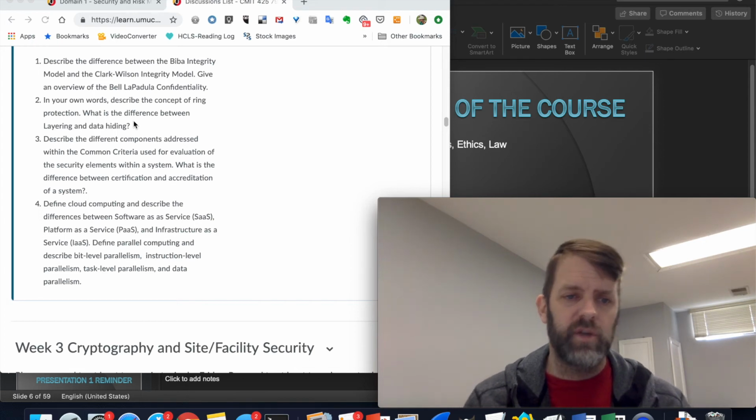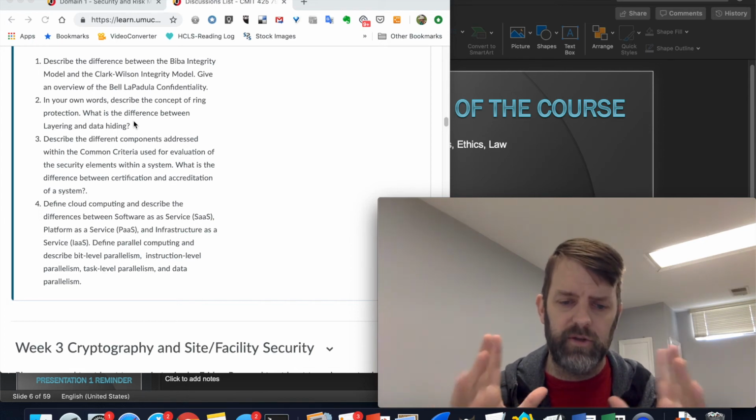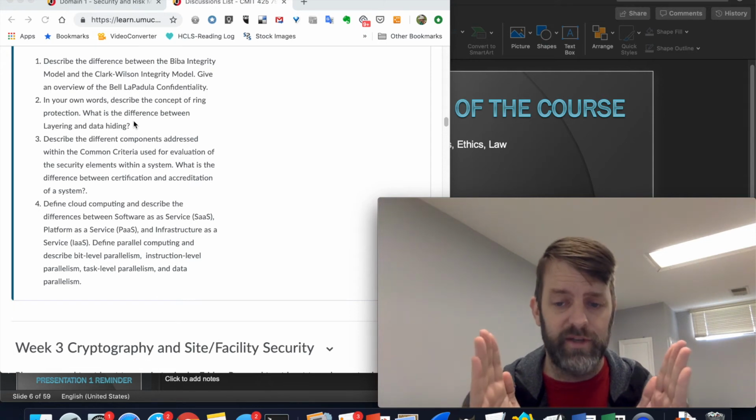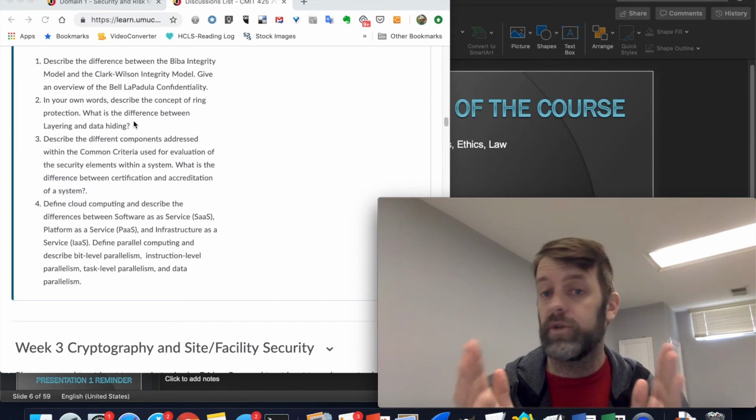So certification and accreditation are two different things. Basically, certification is the technical work of going through and looking at the security controls, and it determines that the security controls work effectively in the way that they were described.